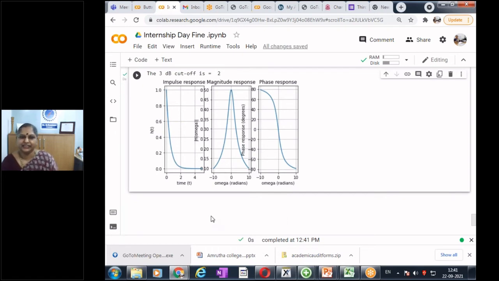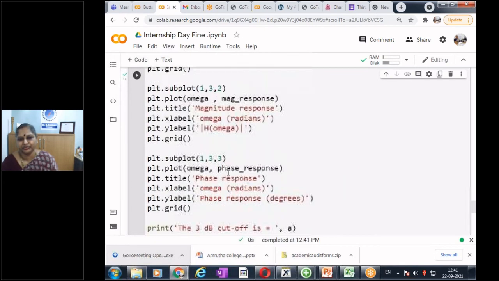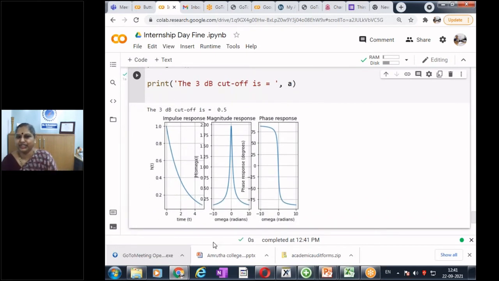Change A. Let us change the value of A. A is say 0.5, and let us see what happens if I make A as 0.5. So now my 3 dB cutoff is 0.5, and the impulse response decays very slowly. It has become slow in time domain, but it got compressed in the frequency domain. And this is my phase response. If you don't want the phase response, you want only magnitude and the impulse response, that is fine.